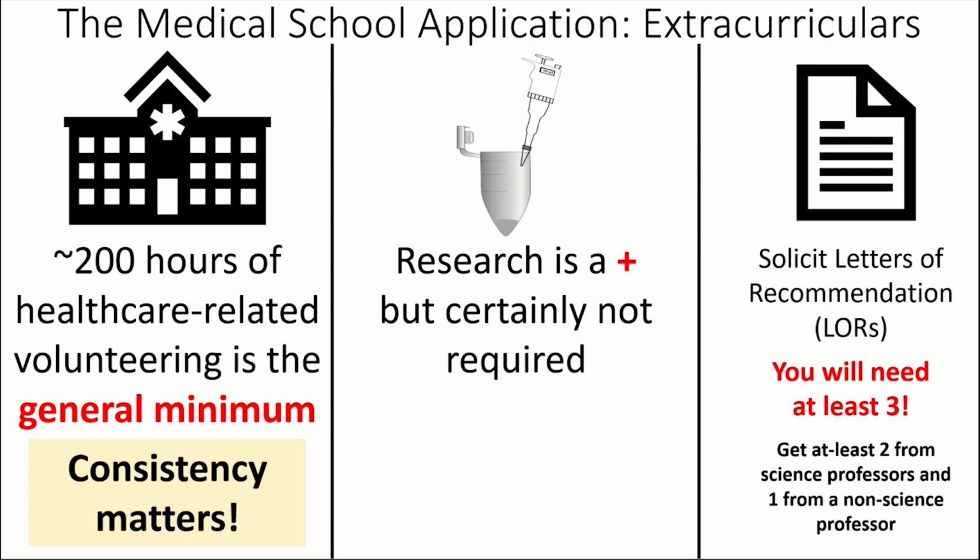Now, in terms of letters of recommendation, you will need at least 3, at least 2 from science professors and 1 from non-science professors. This means that to get an ideal letter of recommendation from your professors, you should try to get to know them as best you can while you take their class. So I encourage you to visit office hours, work as a teaching assistant after you've taken a course in which you think you can obtain a good letter in and that you did well in.